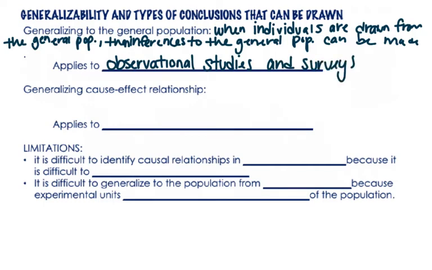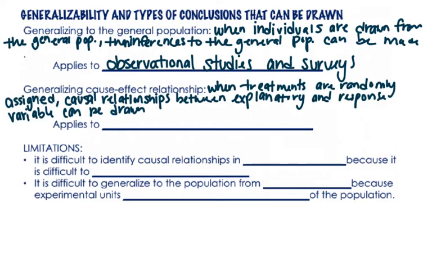Or you could generalize the cause and effect relationship, which means when treatments are randomly assigned, causal relationships between explanatory and response variables can be drawn. This applies to experiments. Alright, but everything has limitations.